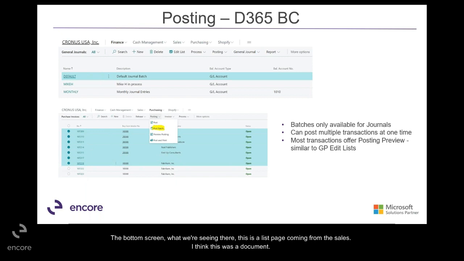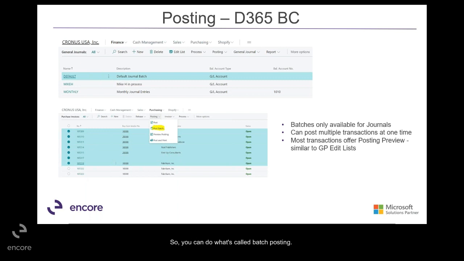The bottom screen, what we're seeing there, this is a list page coming from the sales, I think this was the documents. So you can do what's called batch posting. So I can multi-select a bunch of different documents that are still open within there, and then I could post as a batch, meaning together, but they're not actually within a batch like you would see, like a container like you would see within GP.